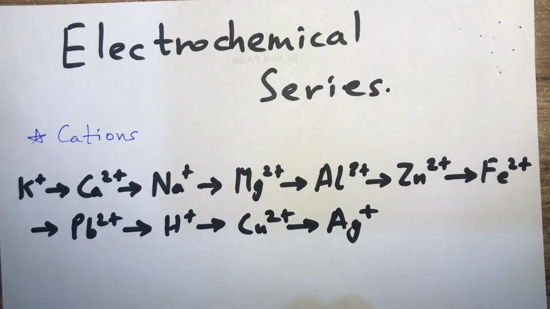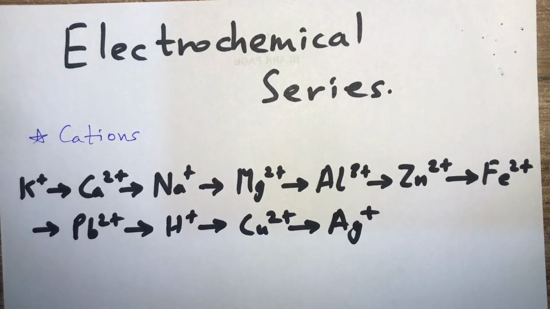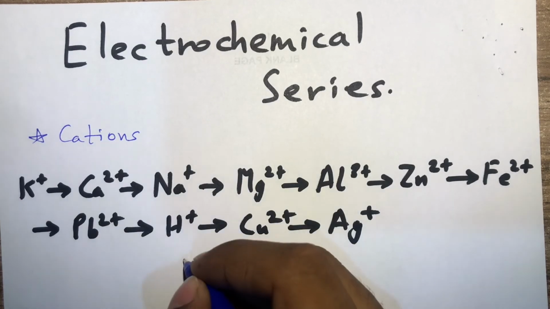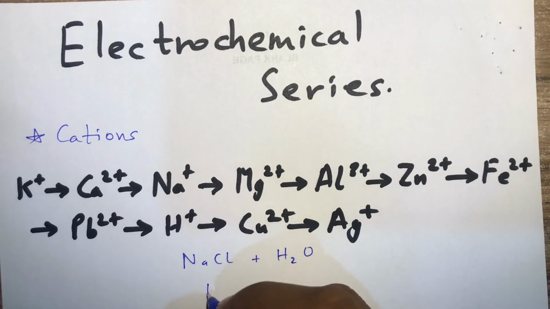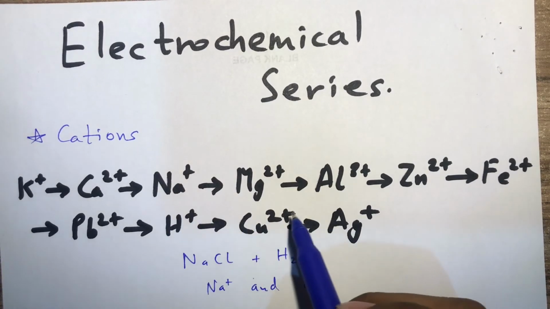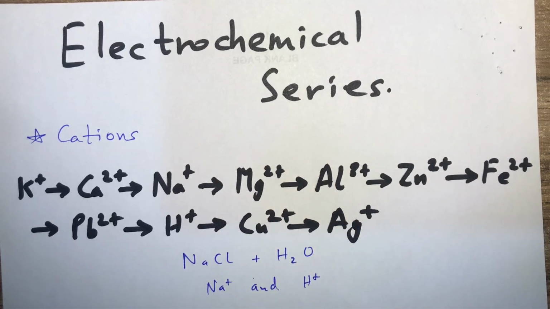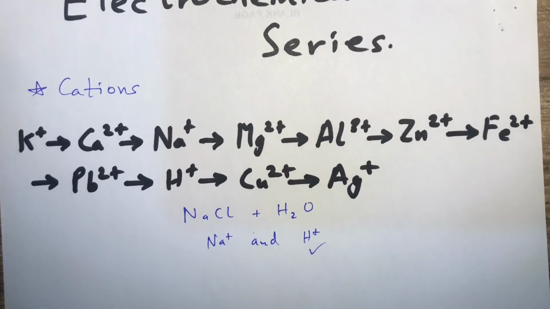Now basically the ion that is lower down the reactivity series discharges first. So let's say if we had a solution of NaCl plus H2O. So the positive ions would be sodium and hydrogen. Now hydrogen is lower down in the reactivity series. It has a higher SEP value compared to sodium. So that's why hydrogen will discharge first, sodium will discharge after that. This is for cations. For anions, there is a different method used to determine which ion will discharge first.